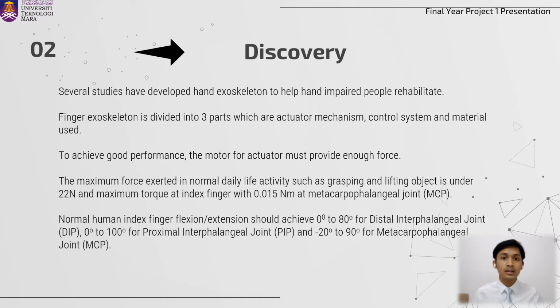To compare, the maximum force exerted in normal daily life activity, such as grasping and lifting object, is under 22 Newton, and maximum torque at index finger with 0.015 Newton meter at MCP joint. Normal human index finger flexion and extension should achieve 0 degree to 80 degree at DIP, 0 degree to 100 degree at PIP, and negative 20 degree to 90 degree at MCP.